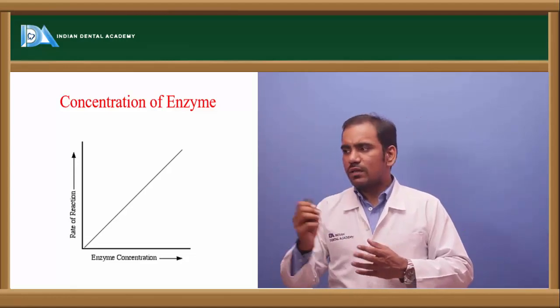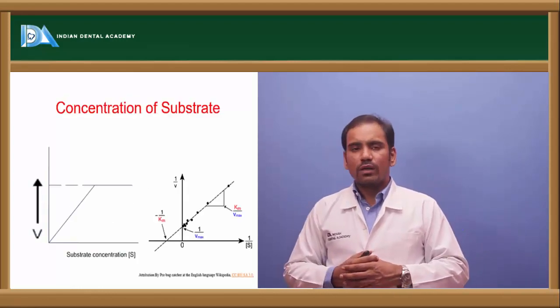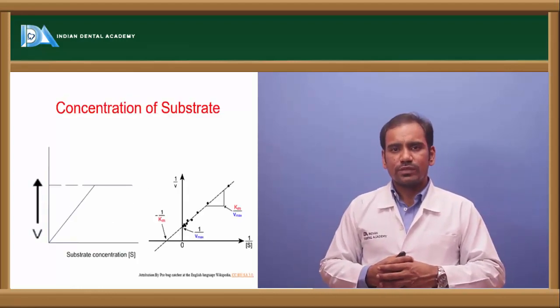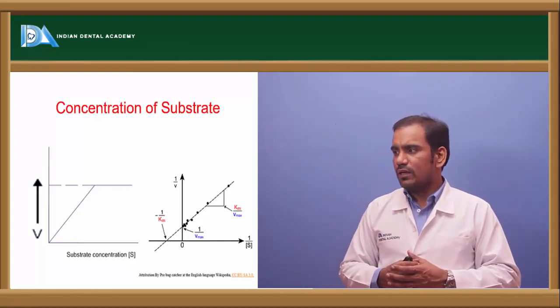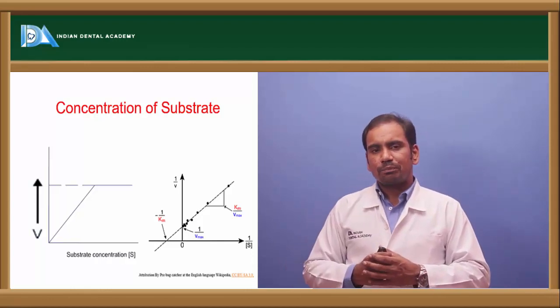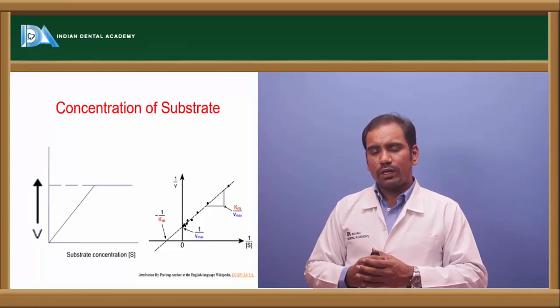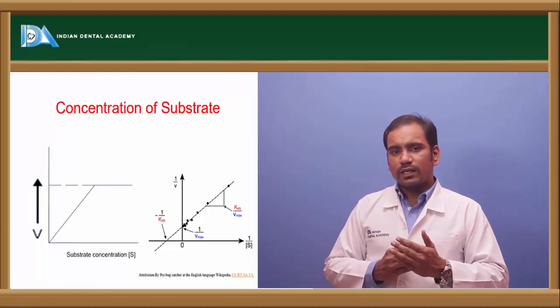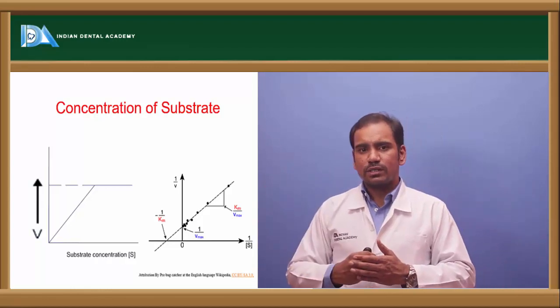Right? So this is a first order reaction. Coming to the effect of concentration of substrate on the rate of the reaction, or velocity of the reaction. Whenever you are increasing the substrate concentration, the rate of the reaction also increases up to a certain point. Initially the rate of the reaction is directly proportional to the concentration of substrate.